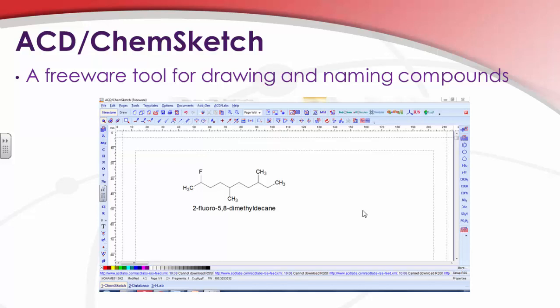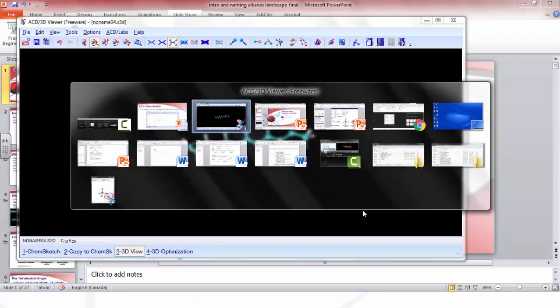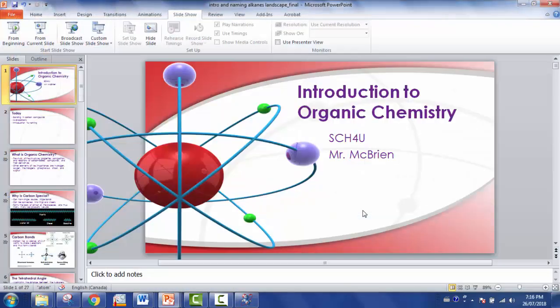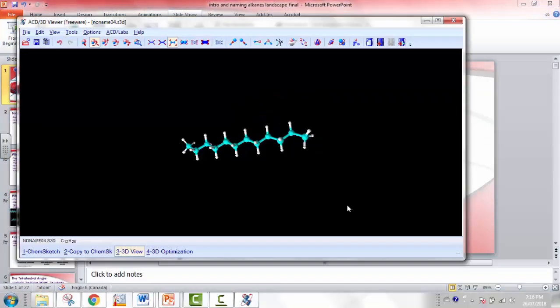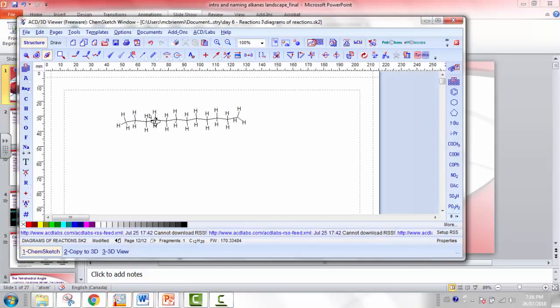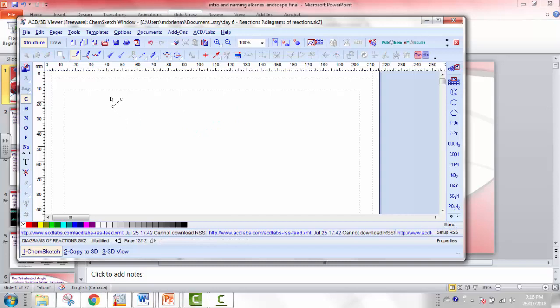So I already showed you ChemSketch for a few seconds. It's pretty impressive. It has a freeware tool for drawing and naming compounds. You can go ahead and use that if you want to do some extra practice. Keep in mind that in some cases it uses other rules, okay? So you have to keep in mind that in some cases there may be subtle differences to the way I'm going to teach you. Well, that's life.